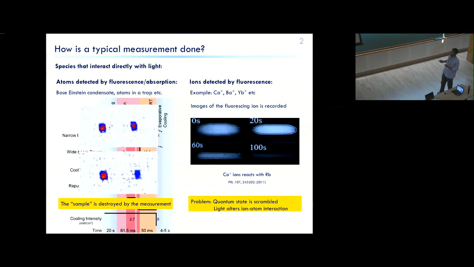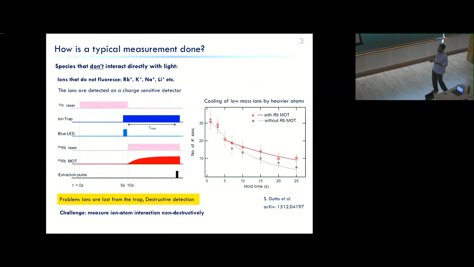The problem is this is a non-destructive detection for the ions, but this light itself is changing the interaction between the atoms and the ions, and also the state of the calcium ion is getting changed because of the presence of light. But then there are other species, the ions of alkali metals, and they actually do not interact with light. By which I mean they do not have any transition in the visible, infrared, or ultraviolet. So these are the kinds which we work on in our lab.